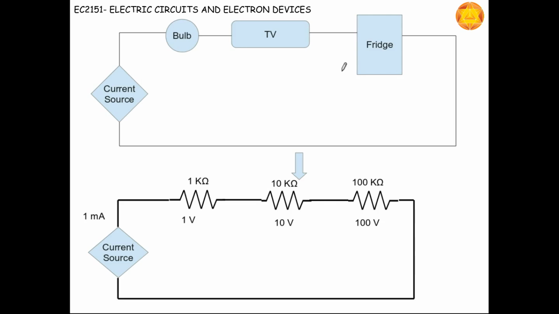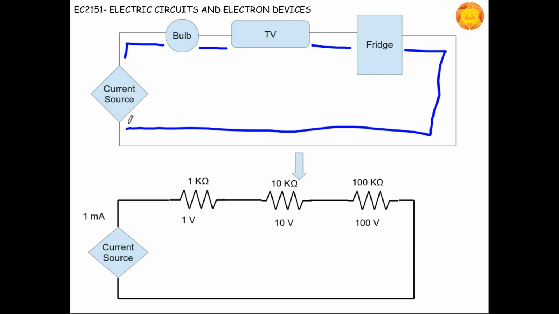This is the pictorial representation of a series circuit. Here we have a current source connected to a bulb, then to a TV, and then to a fridge. So the current starts from the source, passes through the bulb, then through the TV, then through the fridge, and it ends out here. So the circuit is again closed. Instead of drawing a TV and a bulb every time, we are just denoting them in terms of resistances with their resistance values.